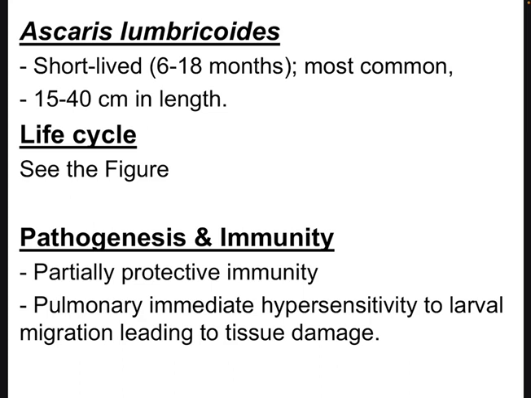Pathogenesis and immunity, partial protection. The larvae of Ascaris migrate to the lungs during the life cycle, and we will see that in a moment. This can cause pulmonary immediate hypersensitivity to the larval migration, leading to pulmonary damage, tissue damage in the lungs. So remember, Ascaris has a pulmonary life cycle. We saw it in the table earlier, and you will return to it.